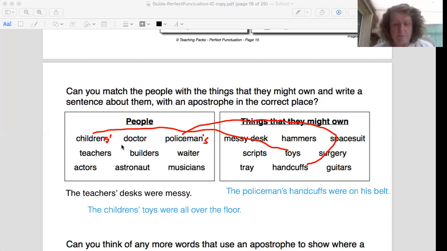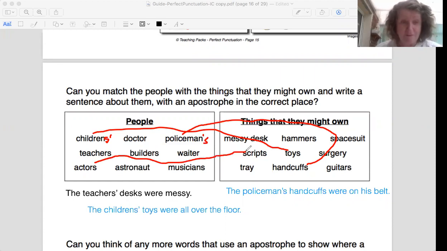Okay, let's try another one. What about the teachers or the actors? Let's try the actors, shall we? The actors' scripts. They have to have a script before they can do their acting. I wonder where that would go. There's more than one actor, so I think the apostrophe goes afterwards, doesn't it?